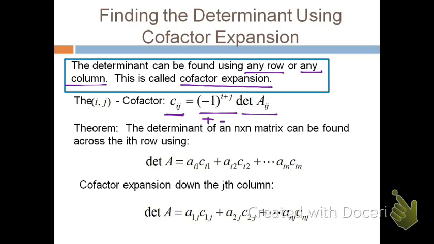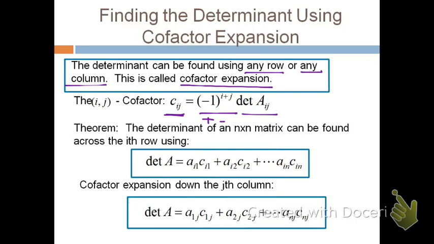So in general, if we choose the ith row, the determinant of A will look like this. And if we choose the jth column, the determinant will look like this. Let's look at what we will call a cofactor matrix.